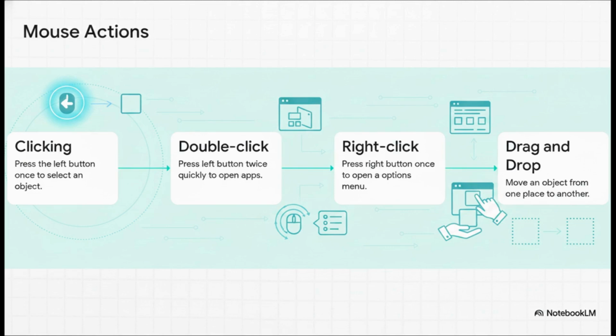It opens a secret menu, a list of context options related to whatever you just clicked on. And finally, number 4, drag and drop. You click, hold the button down, move your mouse to drag the object across the screen, and then just release to drop it into a new location.